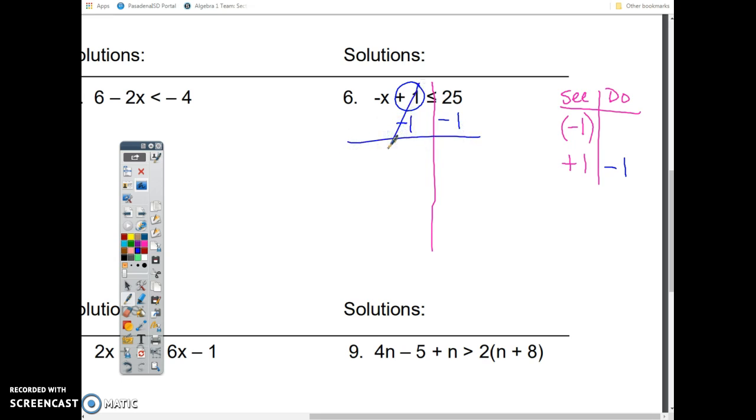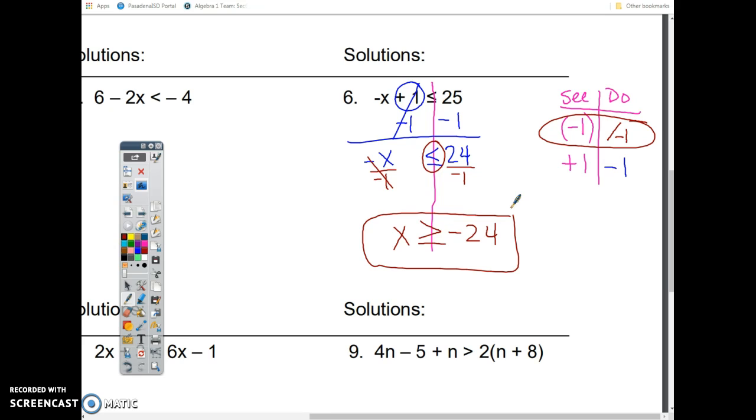What's 25 minus 1? 24. Bring down the sign. I'm not flipping it yet. And bring down your negative x. So remember I told you, if you see multiplying by a negative 1 or dividing by a negative 1, we're going to flip the sign. So this sign will flip because I'm dividing by a negative 1. If you divide by a positive number, then you don't flip it, okay? So this becomes x greater than or equal to negative 24.